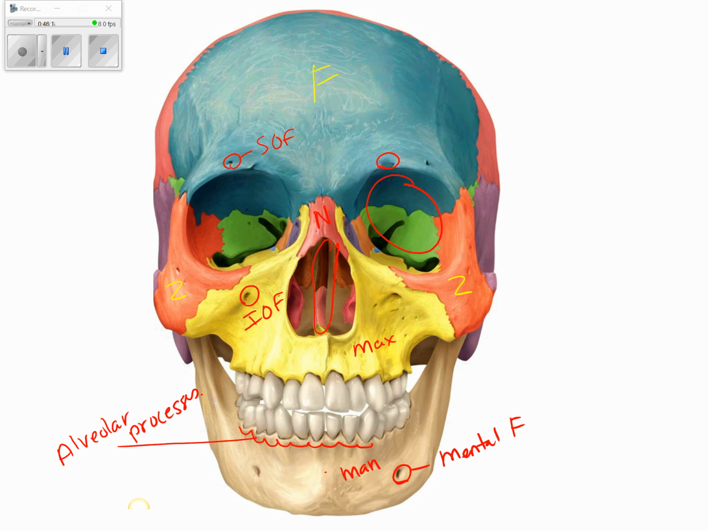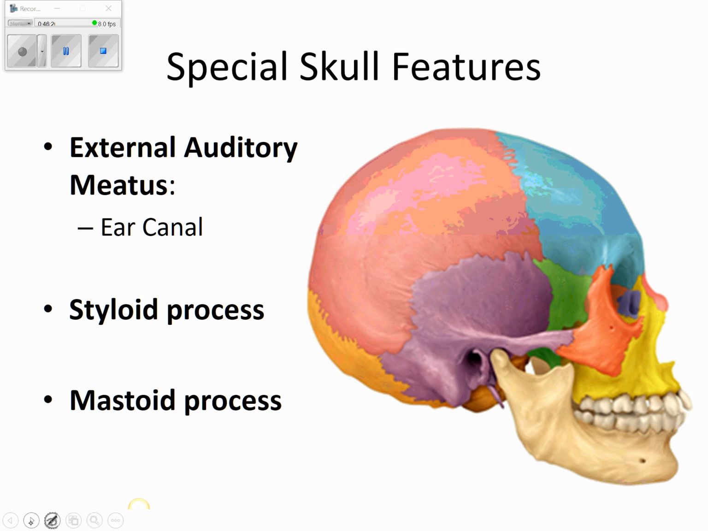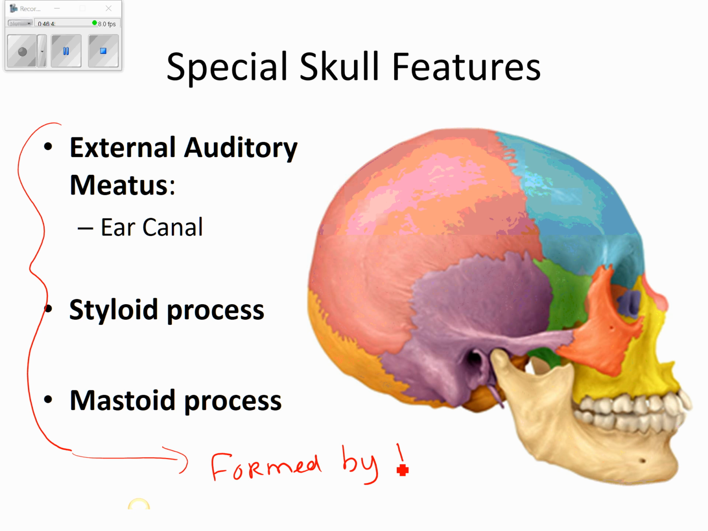So I like to do lots of reviews. Some of these slides that I'm reviewing, if you don't want to look at them, you can skip by them. Here is another slide. It's going over the external auditory meatus, which we've already talked about, styloid process and the mastoid process. All three of these are formed by the temporal bone.